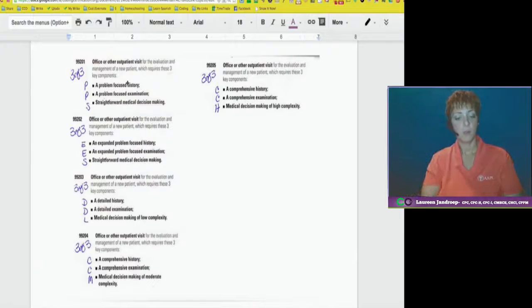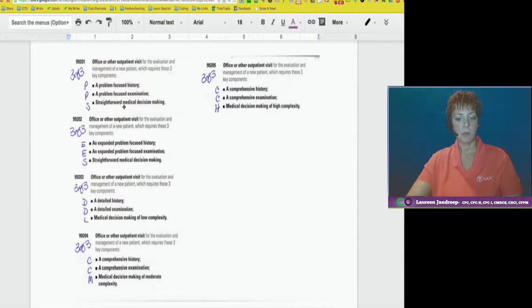Now, this is what it's like for a new office patient, but for another category and subcategory that has 5 levels, it is sometimes different. So you can't even say a problem focus is always a level 1. Oftentimes it's true, but you can't even have a hard and fast set of rules for that. So you really have to do them individually.